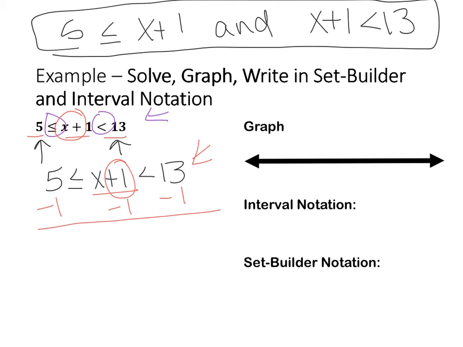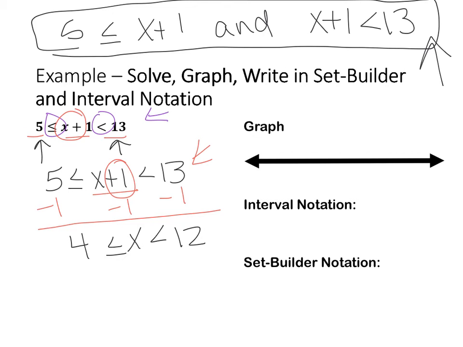And then when you do this, you get 5 minus 1 is 4, 13 minus 1 is 12. So x is in between 4 and 12. And that's the same thing you're going to get if you graph it up here. You're going to get x is greater than or equal to 4 and x is less than 12.